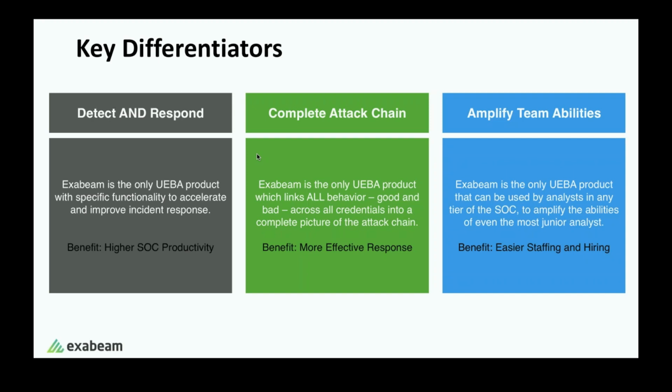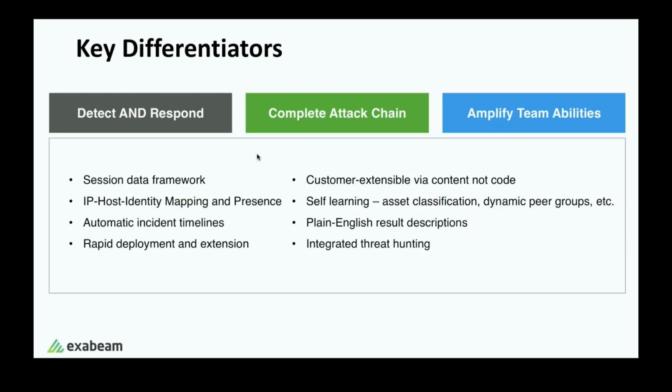There are some technical things we'll talk about as well. These are things like our session data framework, and I'll talk a bit about that, and we'll make sure you see how that appears in the product. There are some other unique things like our ability to uniquely and positively tie an IP address, a host machine, and a specific user identity together and show presence on that machine. We'll show that. We can create these automatic incident timelines. We'll show that. We're not going to rapidly deploy the product today, but we'll show you some of the simplicity there.